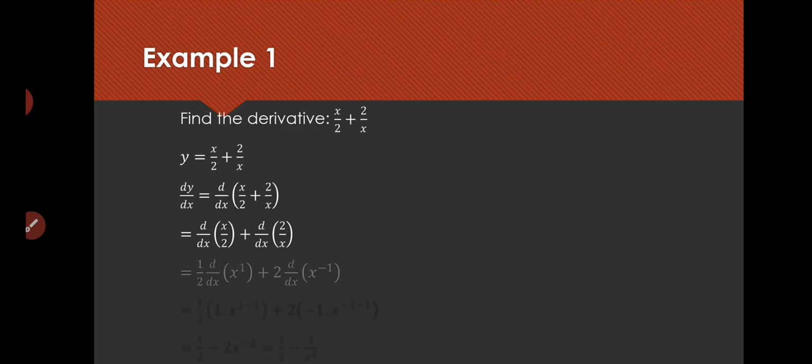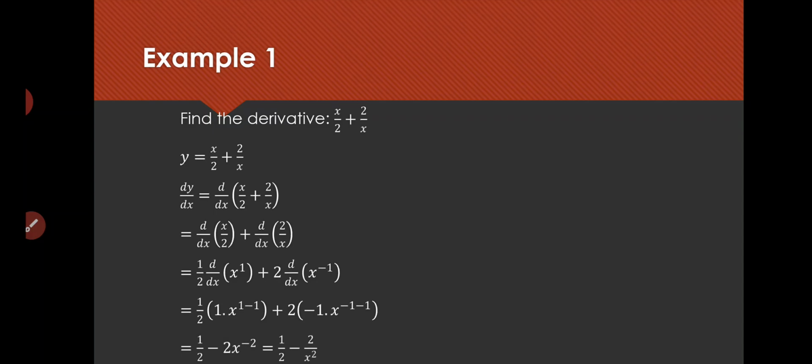Now x by 2 is basically, half is a constant, comes outside, and x means x to the power 1, and 2 by x, 2 is a constant, comes outside, 1 by x means x to the power minus 1. So now if you do the derivative using the formula, it becomes 1 into x to the power 1 minus 1, and here x to the power minus 1, it will be minus 1 into x to the power minus 1 minus 1. So therefore the answer is half minus 2 x to the power minus 2, or that is equal to half minus 2 by x square.